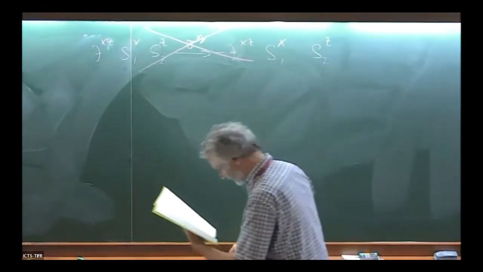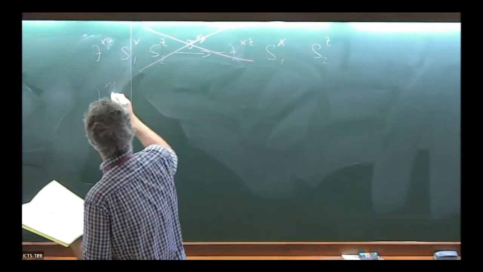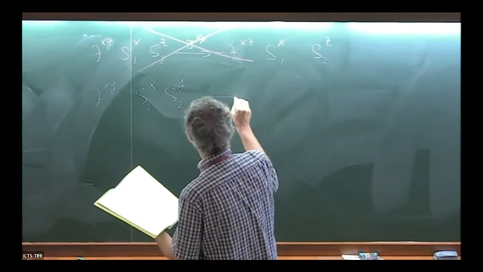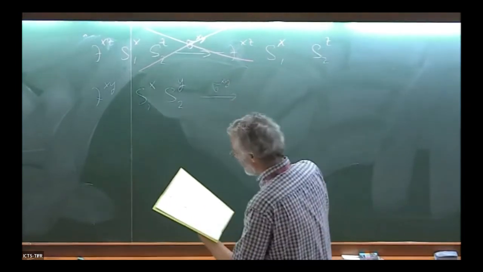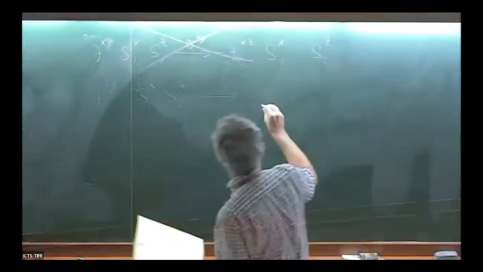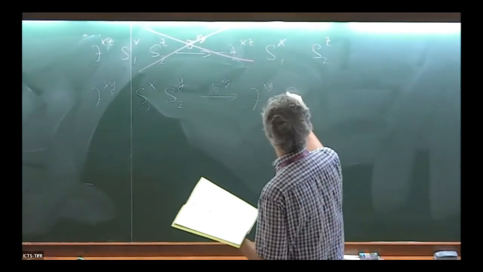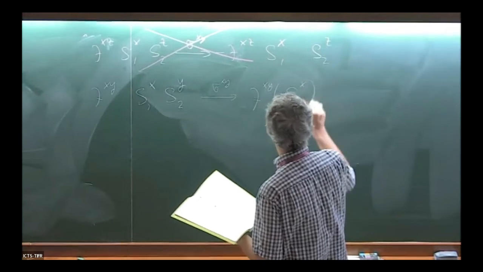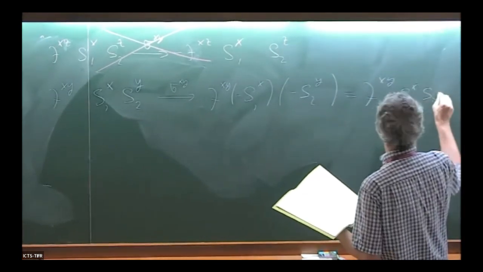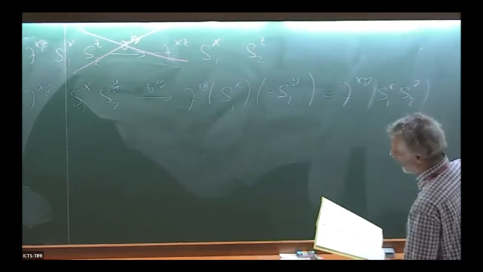Let's look at another one. Let's look at the JXY, S1X, S2Y. And again, we look at the sigma XY. What it does is that SX and SY are both changing sign. So this is an allowed term. Minus S1X, minus S2Y, which is equal to JXY, S1X, S2Y. Very good. This is allowed.